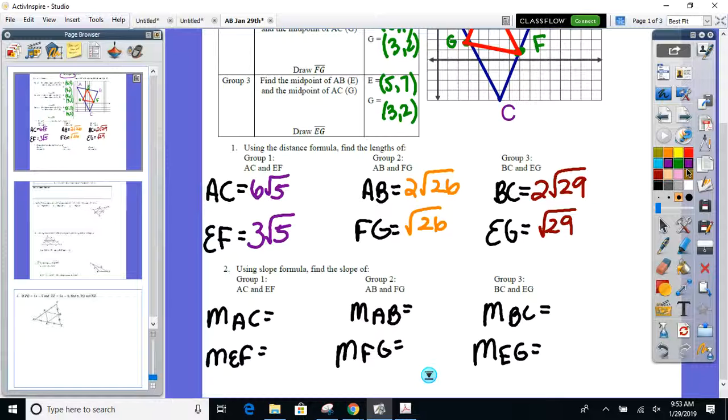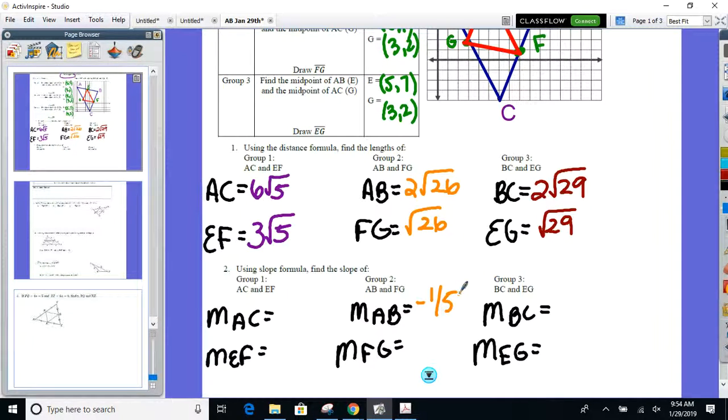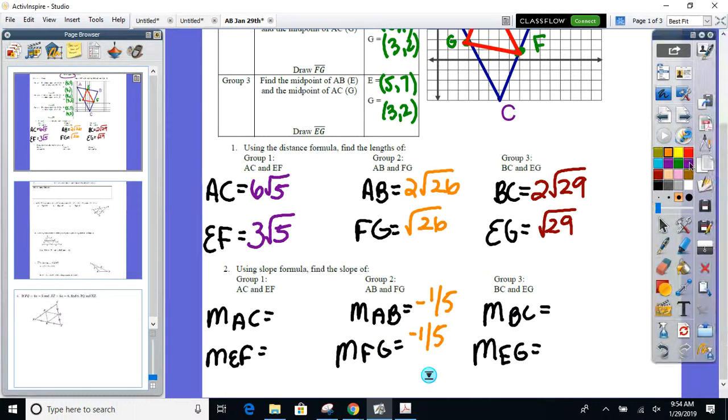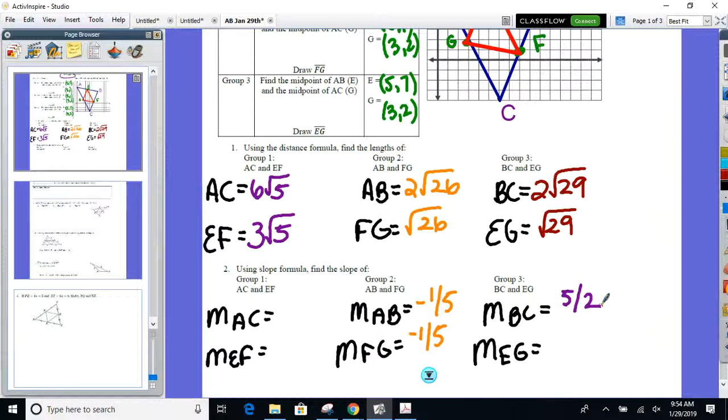All right, let's start with group 2 this time. Group 2, what did you find the slope of AB to be? Negative 1/5. And what about the slope of FG? Yep. Group 3, slope of BC? 5/2. And what about the slope of EG?